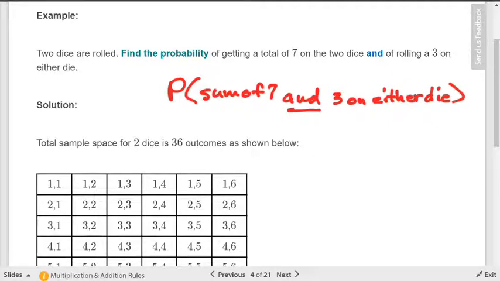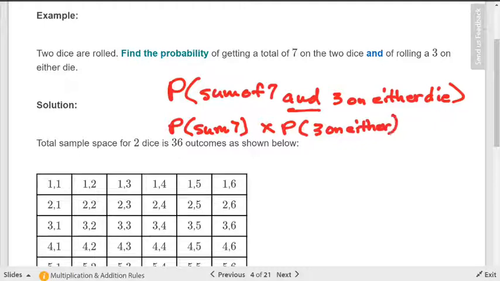Okay? But let's see what happens when we look at this. Let's separate them, because remember, it should be the probability of a sum of 7 times the probability of a 3 on either die. So we could have written that as probability of 3. It's the same thing. We roll 2 dice. How many ways are there to get a 7? You can get a 1 and a 6.